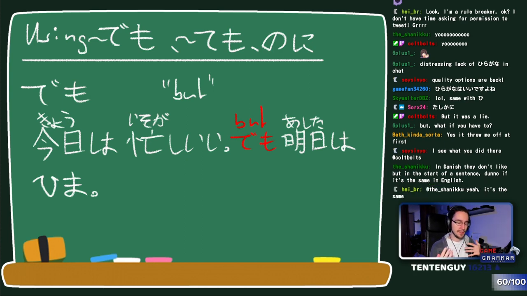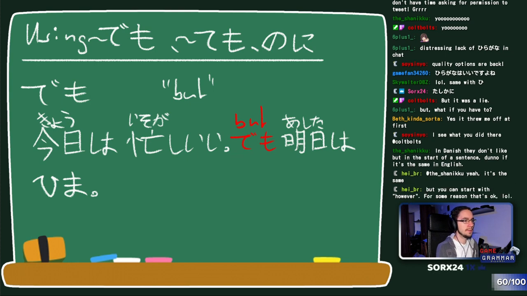So what is a but? We kinda know how but functions, but functionally in Japanese, this demo is simply a contrast or a clarification or a thing that stands opposed to the last sentence. So simply here, 今日は忙しい. I am busy today. でも明日は暇. But I'm free tomorrow, right? So you're saying something that then goes against the flow of the first sentence.